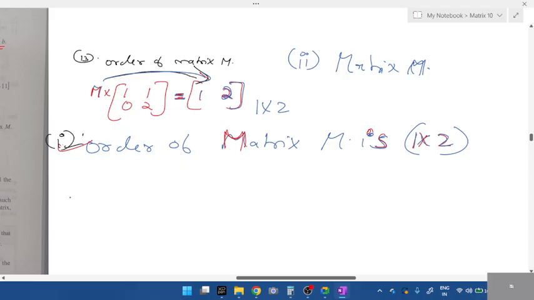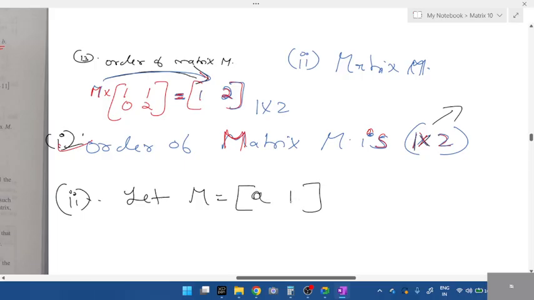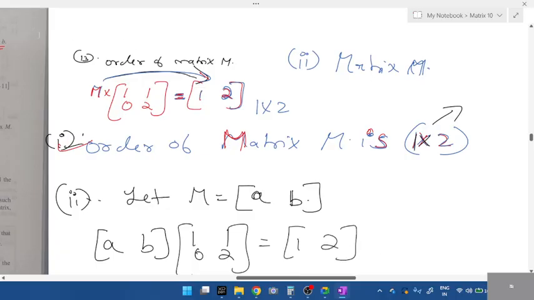First one. Second question. Order is different, matrix is different. If they ask you for the matrix, you have to find the answer for M. So let us assume, let M is equal to... You have to take order 1 by 2, students. What do you mean by 1 by 2? How many rows should it have? One row. And how many columns? Two columns. So you can assume any alphabet. Let M is equal to [a b]. In this way, can you see it as 1 into 2? So take the question. In place of M, what you have to write? [a b]. Then [a b] into [1 0; 0 2] is equal to [1 2]. Is this clear? Did you understand?